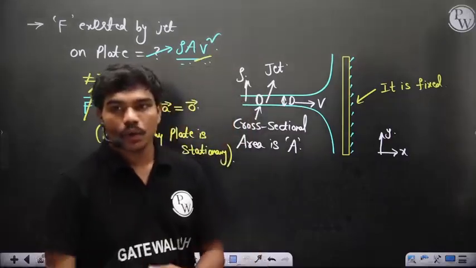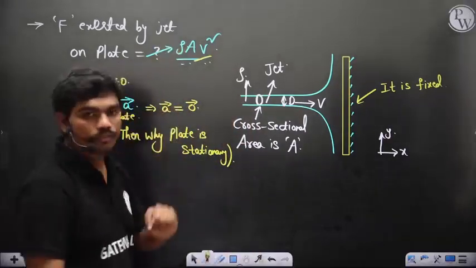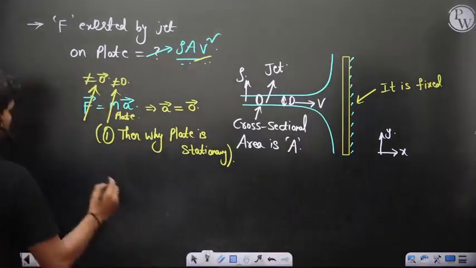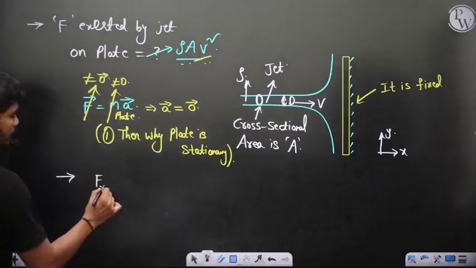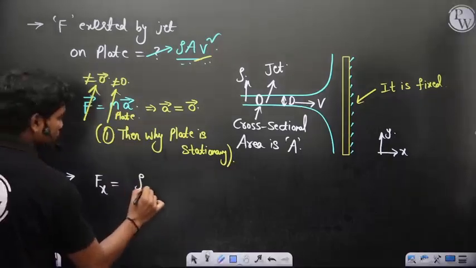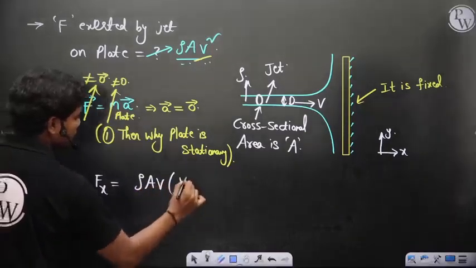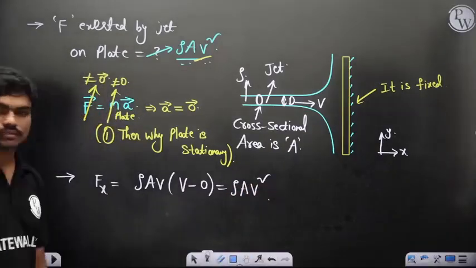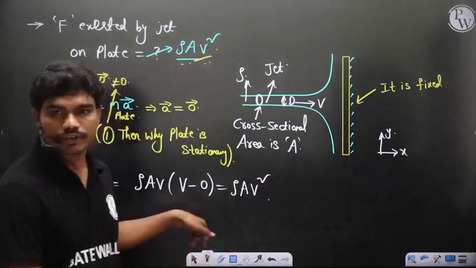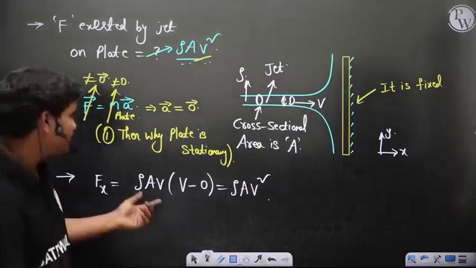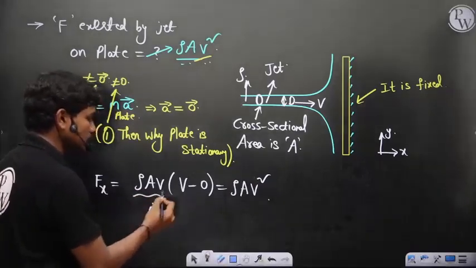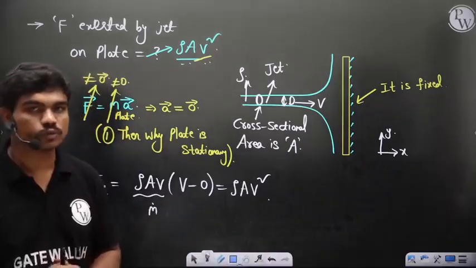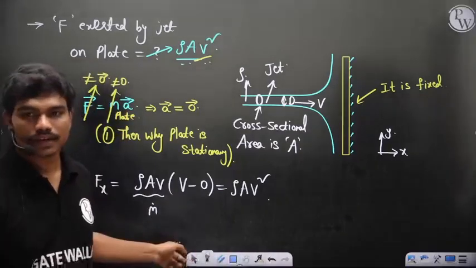Then when you are trying to calculate this formula rho a v square, many of you, if I'm not wrong, might have done something like Fx is equal to rho a v into v minus 0, which gave you rho a v square. Correct? This is how you would have solved this. Yes or no? Rho a v is the mass flow rate, into v minus 0, is equal to rho a v square, of course. This is what you did, right?